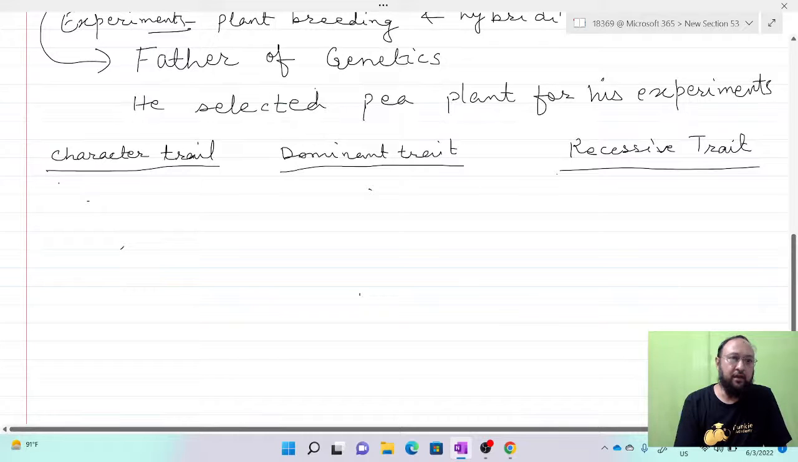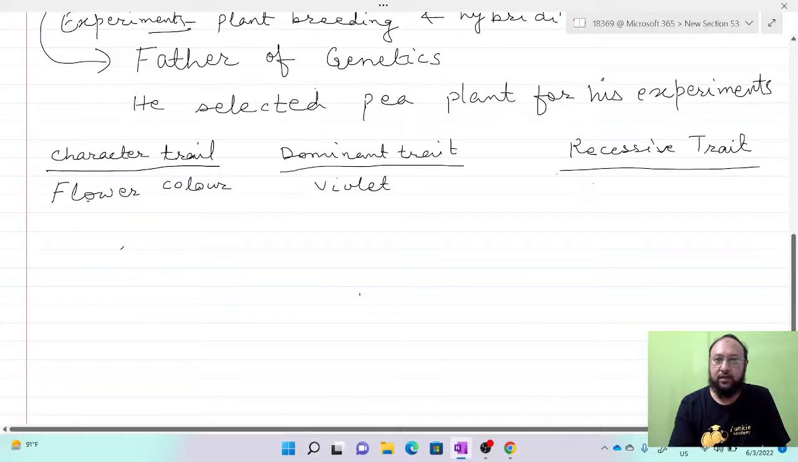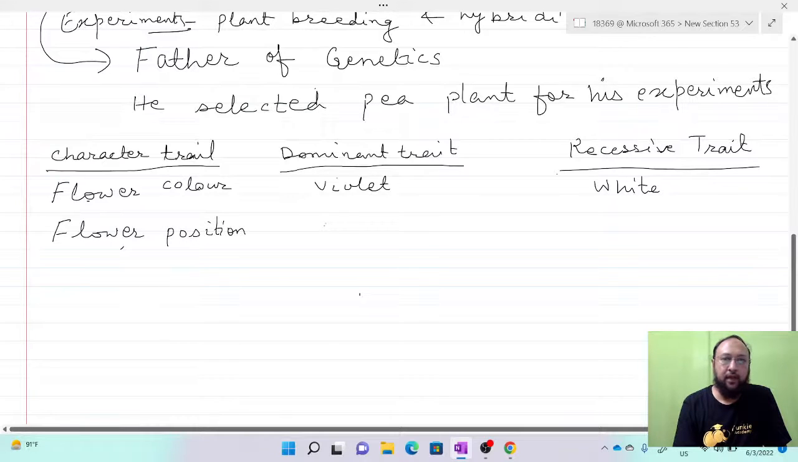So first is the flower color. Number one, flower color. It will be violet, purple or violet, or white, within the pea plant. Then another is the flower position: axial or terminal.